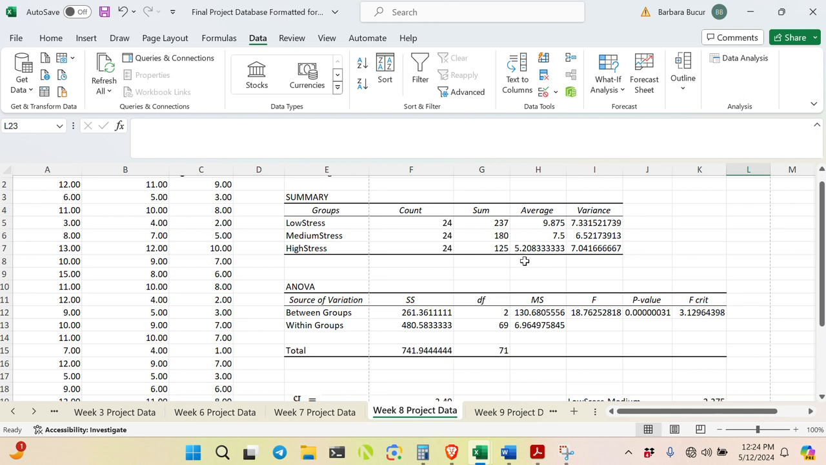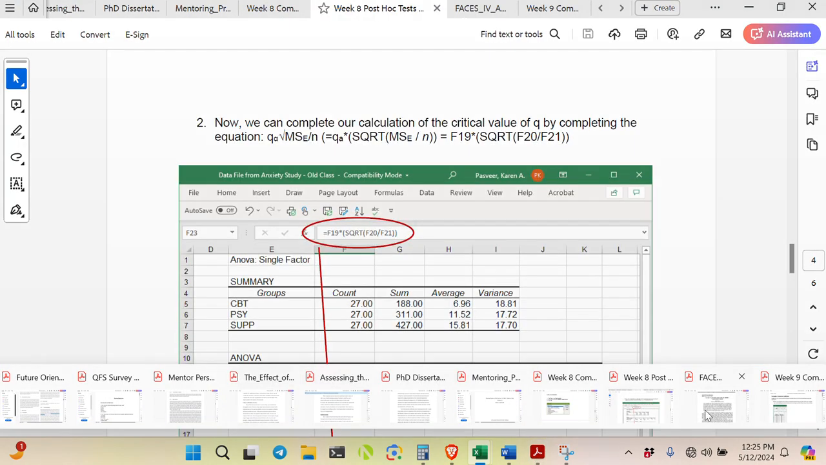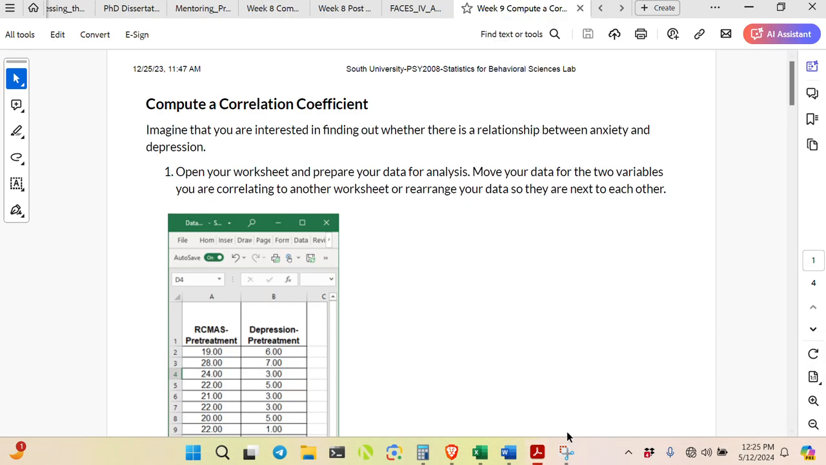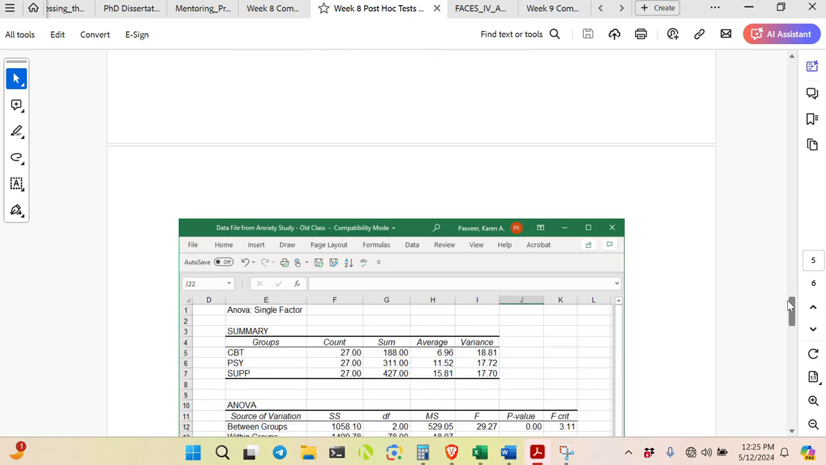So remember that variable, the range could be from 0 to 15. So 15 would mean you recalled everything correctly. So the high stress people could only recall about 5.21 of the items. Low stress did the best. So now that you've done that, you need to write an APA formatted interpretation of the results. And an example of this is in the lecture.